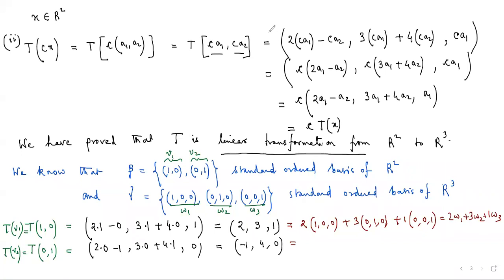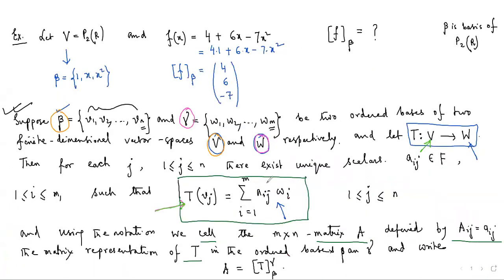The next one is minus 1 into (1,0,0), 4 into (0,1,0), and 0 into (0,0,1), which is minus 1 into W1 plus 4 into W2 plus 0 into W3. Now just look at what we have found.